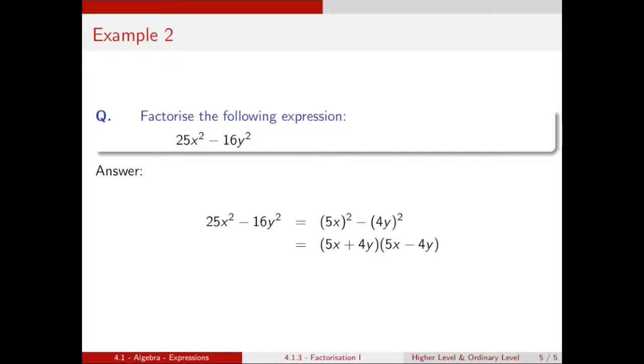So now we've got it in the form something squared minus something else squared. So that then becomes 5x plus 4y times 5x minus 4y, and I'm done.